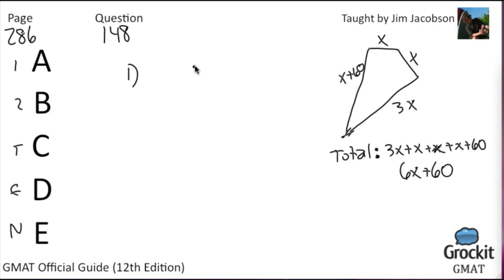Statement 1 tells us one of the sides of the path is 120 meters long. It's pretty clear that that's not going to be sufficient for us because we have no idea which of these sides is the 120. If x is the 120, and of course, I mean, there's a 50% chance that it's x because two of the sides are x, but it could just as easily be the x plus 60 or the 3x. So without knowing which side is x, knowing that one side is 120 can't be sufficient. So it's not A and it's not D.